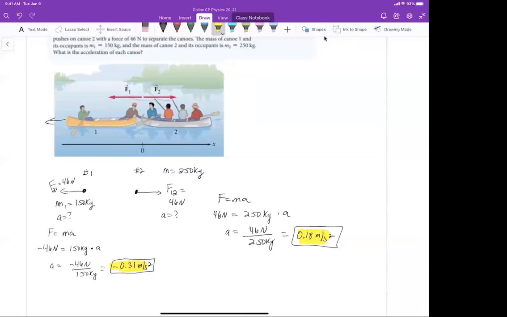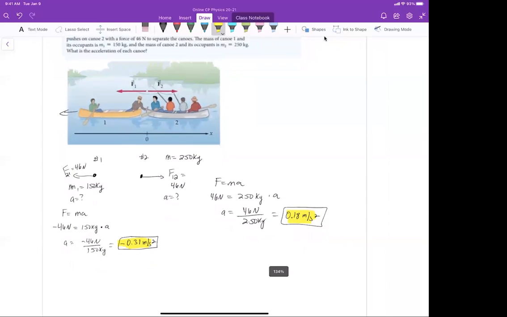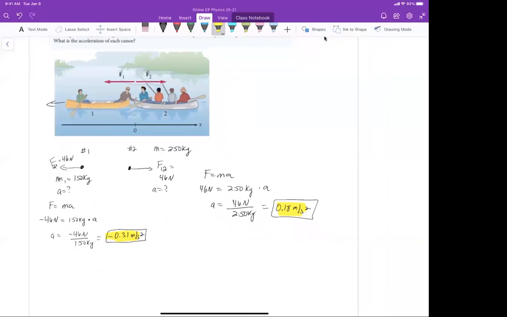So canoe number 2 is going to move to the right with a smaller acceleration than canoe number 1. Does that make sense to you? And why does that happen? Well, look at the masses. So the forces are the same. The forces between the two are the same.